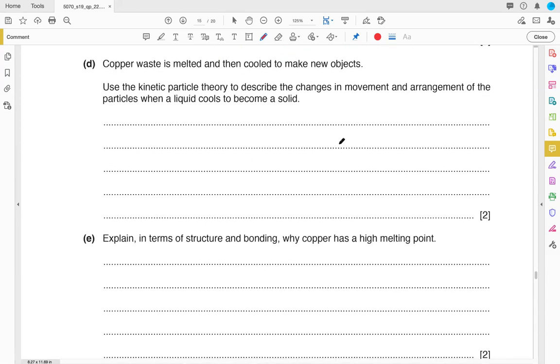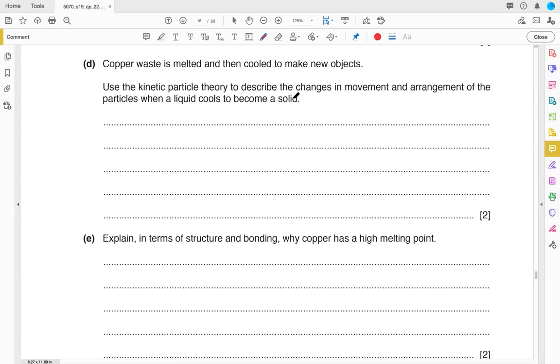Copper waste is melted and then cooled to make new objects. Suddenly they've jumped from organic to inorganic. All right. In fact, this is physical chemistry, the question. Use the kinetic particle theory to describe the changes in movement and arrangement of the particles when a liquid cools to become a solid. So we have to use the kinetic particle theory. What did kinetic particle theory say? It said everything is made of particles. They're constantly moving. They have forces between them, which are affected by the distances that they have. That's it. Those are the four main things about kinetic particle theory.